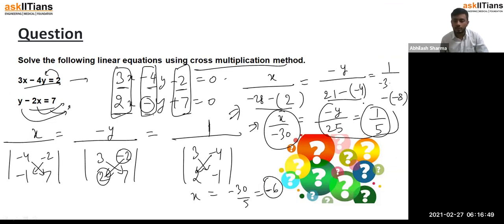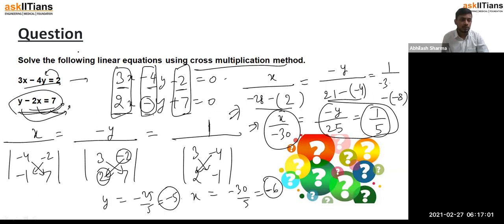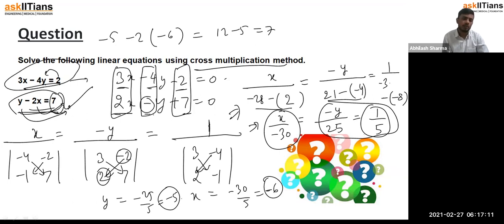And from this equation, I will get y equal to minus 25 by 5, which is minus 5. So that's the solution, and you can also verify by putting these values. If you put in this equation y as minus 5 and x as minus 6, what are we getting? 12 minus 5, which is 7. So indeed this equation is satisfied. Similarly, this will also be satisfied.